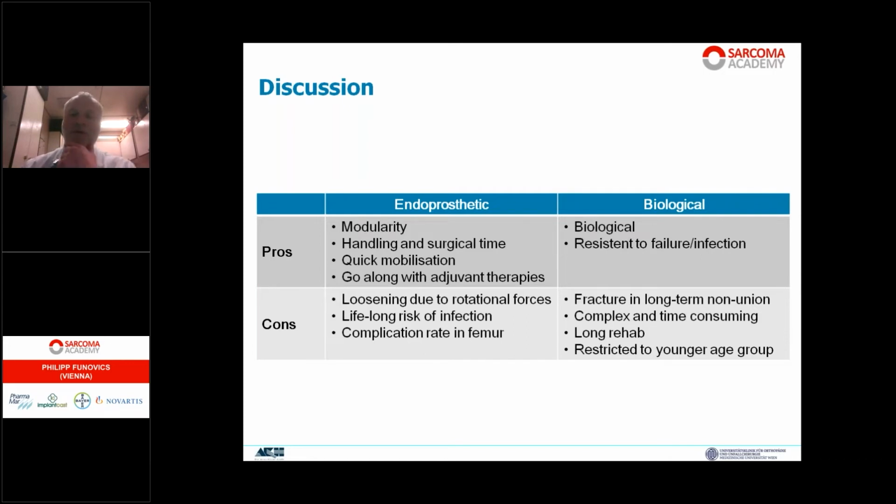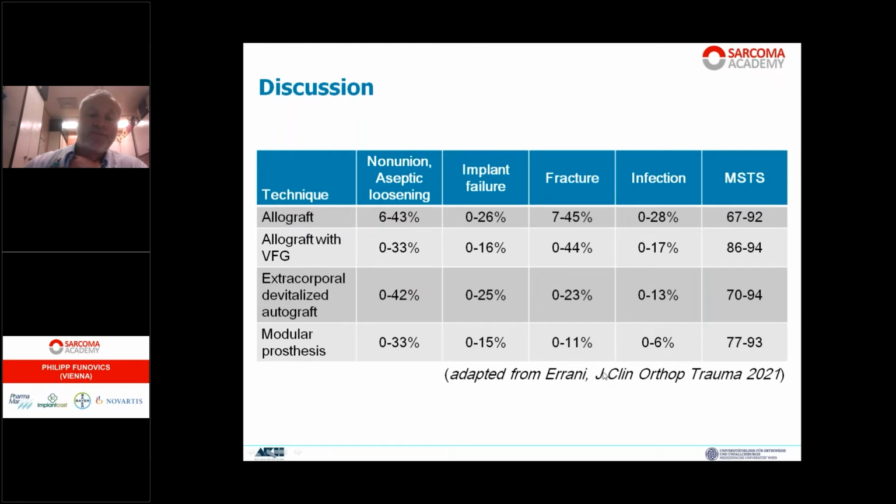However, in the early phase, there is a high rate of fracture, and especially also implant fracture, plate fracture in patients with long-term non-unions. It is a complex and very time-consuming surgery, especially when applied together with vascularized fibula, and these patients have long rehab. So this maybe is more restricted to a younger age group with a long life expectancy.